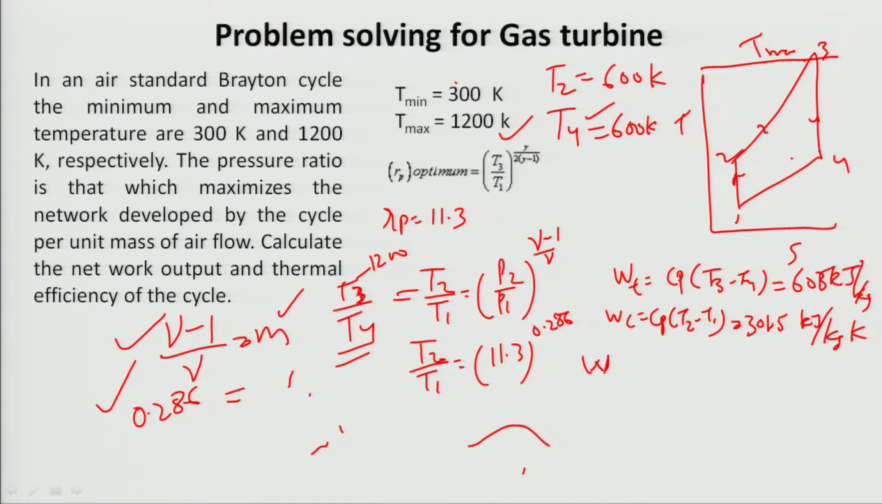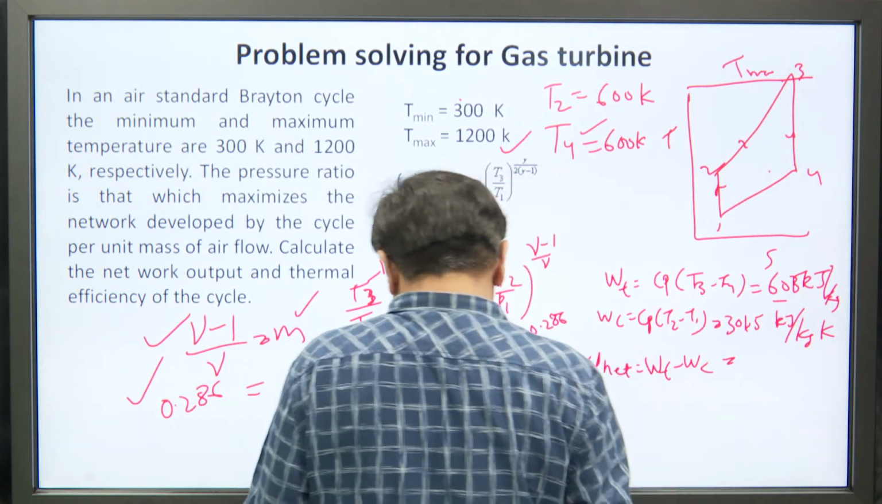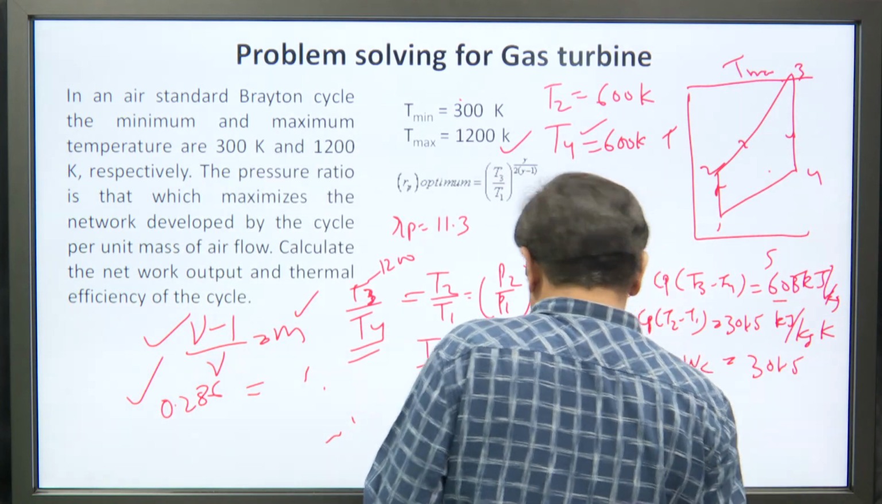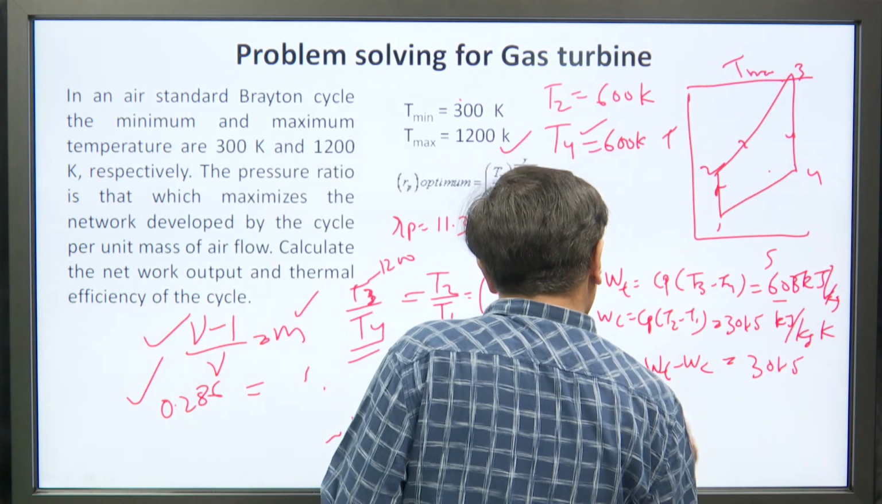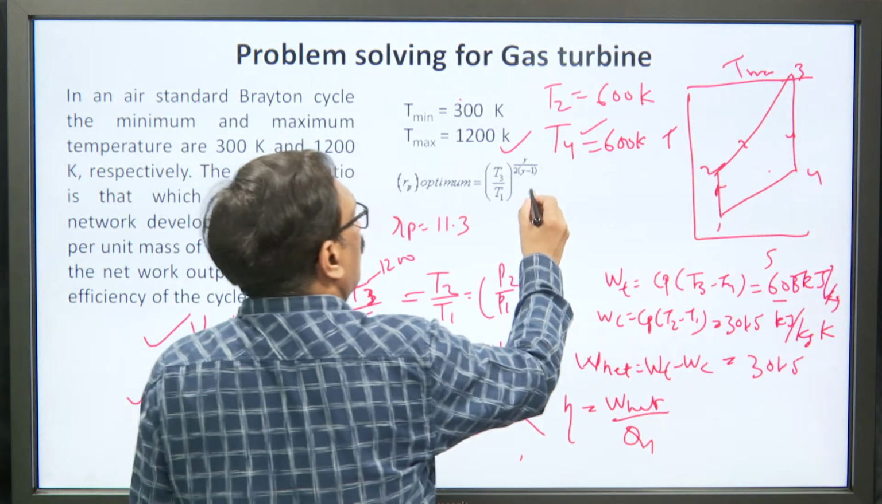Net work output will be turbine work minus compressor work. Subtract the compressor work from the turbine work, and this comes to 301.5. The efficiency of the cycle is net work upon Q1, where Q1 is the heat supplied. How will we find out Q1?